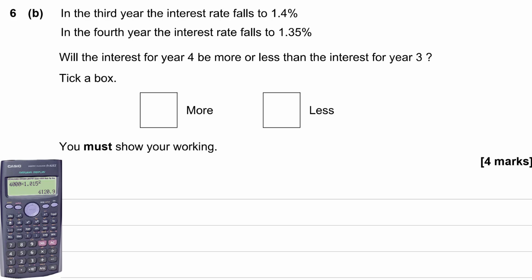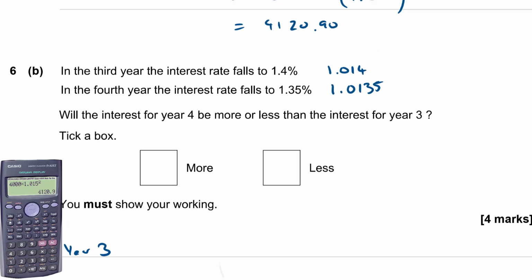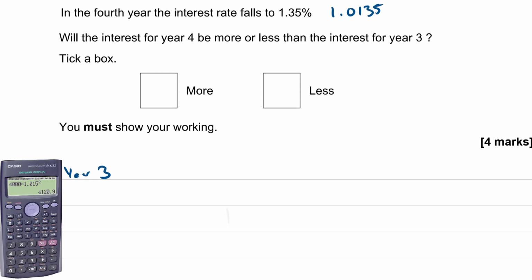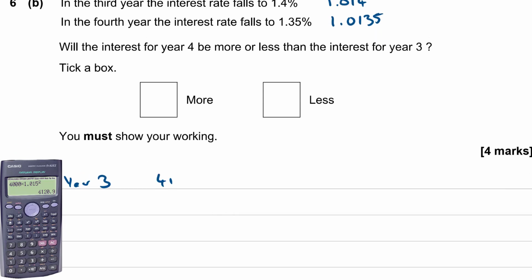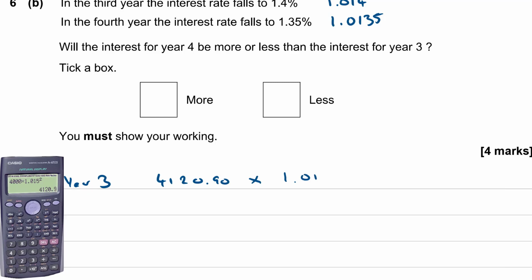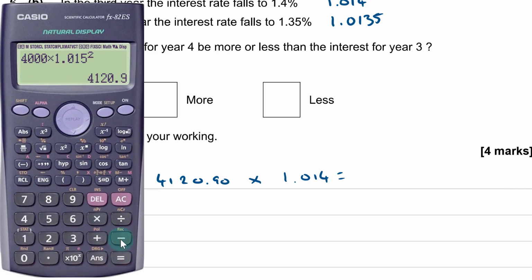Now, using the same sort of approach we did earlier, starting with 100% and adding on 1.4%, giving us 101.4%, which is 1.014 as a multiplier. And I'm going to have 1.0135 for that one. Okay, so then in year 3, we're going to start with what we had at the end of year 2, which was £4,120.90. I'm going to multiply through by our year 3 interest rate, which was 1.014.